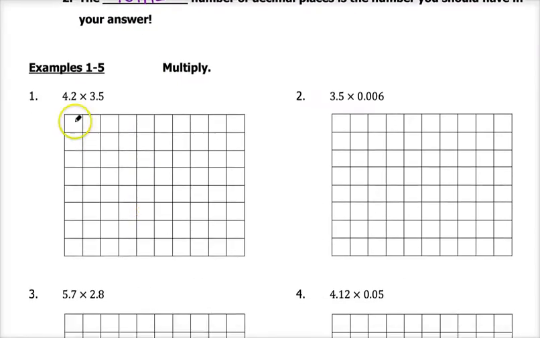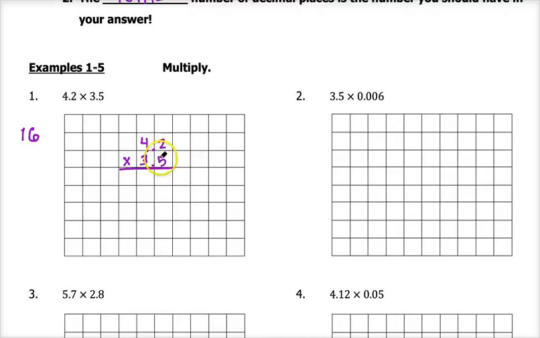So number one, we have 4.2 times 3.5. Again, we're going to use our estimation skills to think what this might be close to. 4.2 is close to 4, 3.5 is also close to 4, so it makes sense that we should get something like 4 times 4, which is 16. We won't get exactly 16, but that's a good approximation for our answer. So 4.2 times 3.5, we're going to treat for the moment like 42 times 35, and then we'll take care of those decimal places at the end.